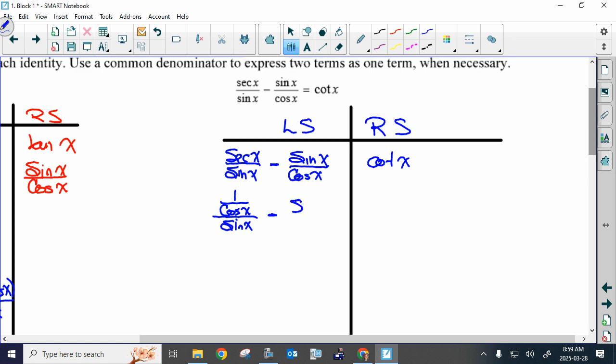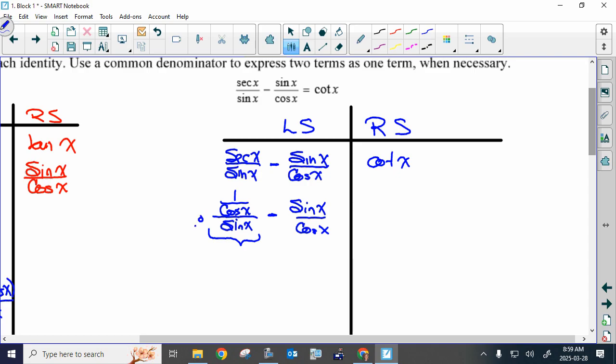minus sine x over cos x. Order of operation dictates we have to do division before we can do the subtraction. You are not finding a common denominator yet. You have to get a single fraction here. We have to do this division.